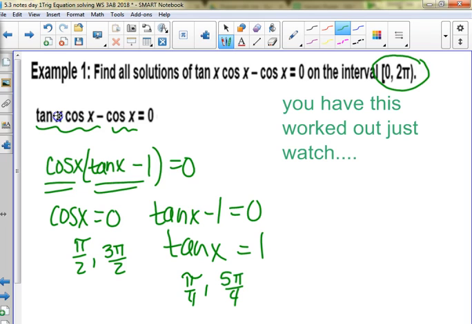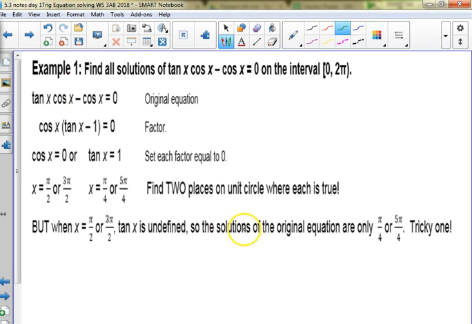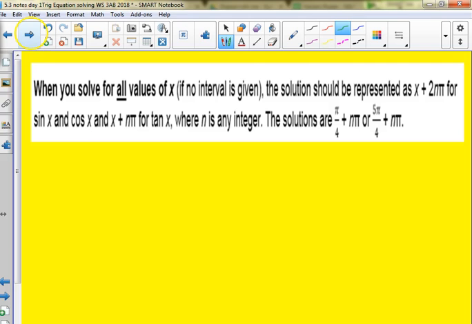If I go back to check this, what is the tangent at pi over 2? Can you look at pi over 2 and tell me what the tangent is? 1 over 0, which is undefined. So these two get thrown away. They don't work. Okay? Because if you plug them back in, they make the tangent undefined. I'm not going to probably put that on a quiz. So these are the two solutions. Okay? And that is written out on your paper already for you.